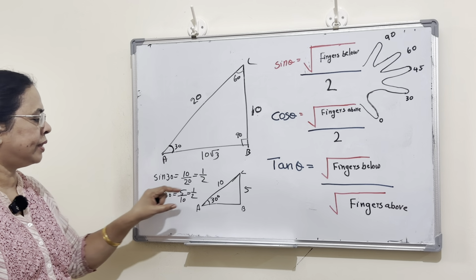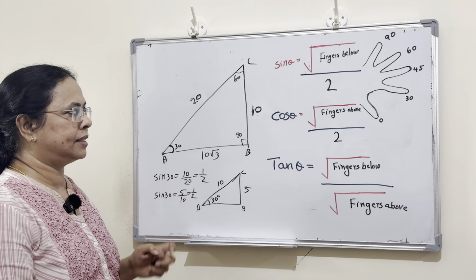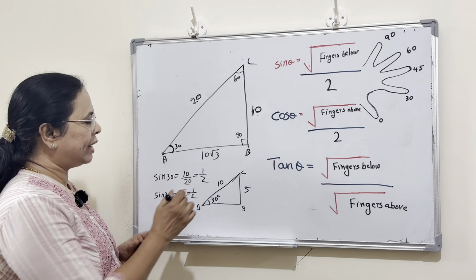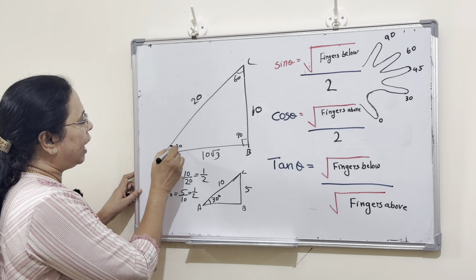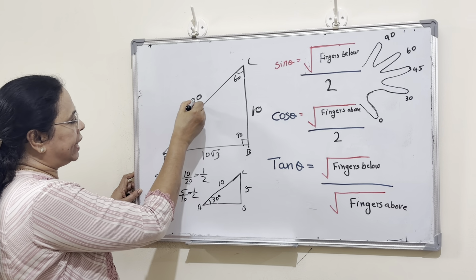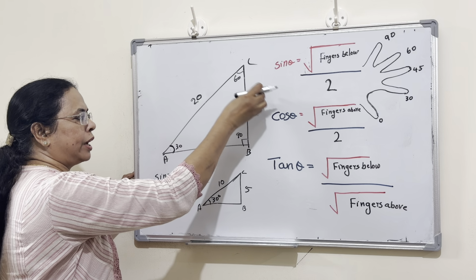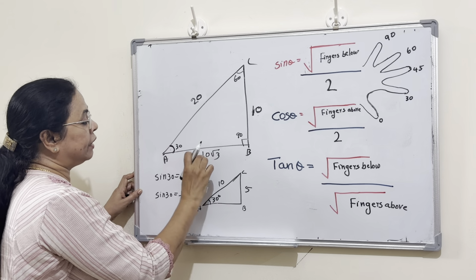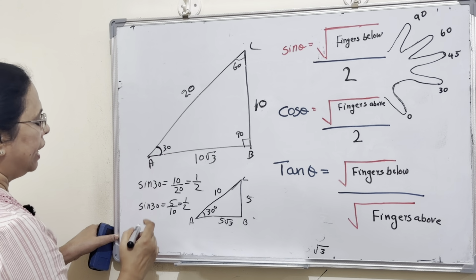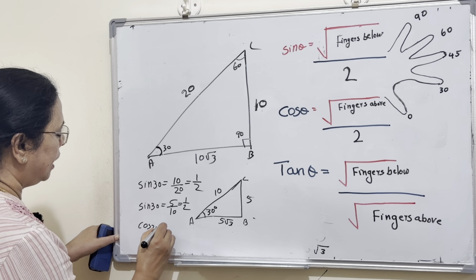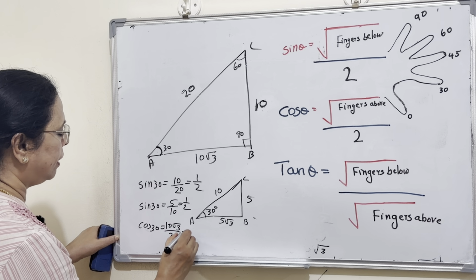So if you know the value of sine 30, it is easy for us to calculate the other sides, right. Suppose I want to find out cos 30, what is cos 30? Here it is 10, here it is 20, then this side AB, by Pythagoras theorem, hypotenuse square minus height square will give you 10 root 3. Cos 30 we can get as adjacent side by hypotenuse. So cos 30 becomes how much? 10 root 3 by 20. So it will be root 3 by 2.